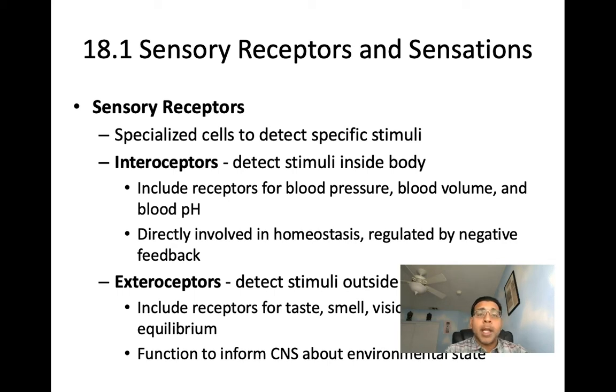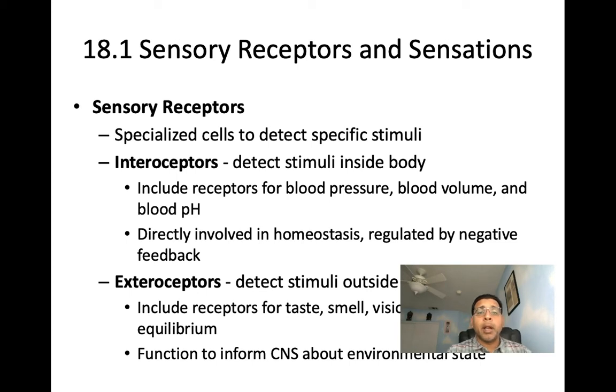So here when we talk senses, first I'd like to talk to you about sensory receptors and sensations. Sensory receptors are specialized cells that detect certain types of stimuli. A stimulus is a change in the environment.